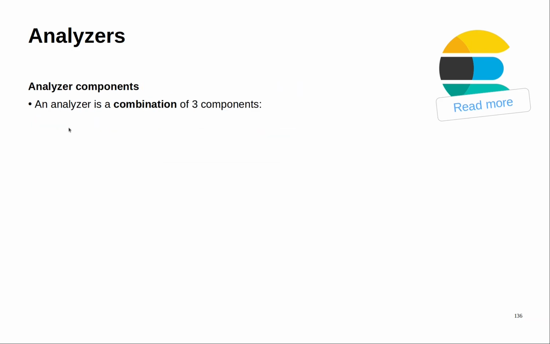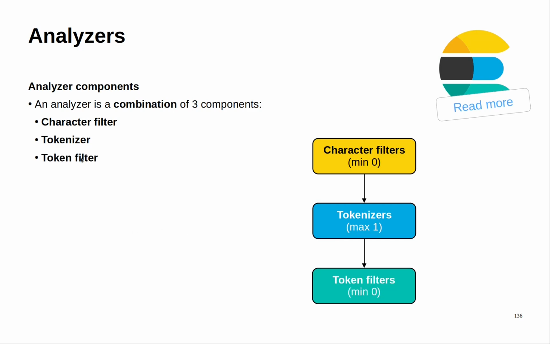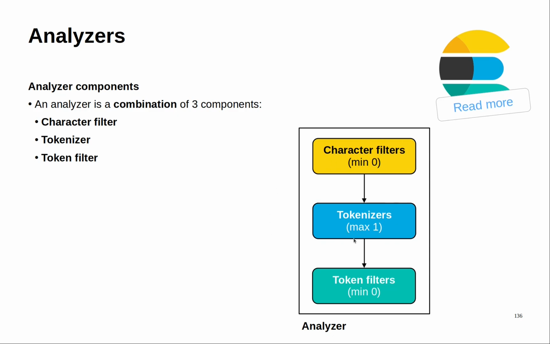An analyzer is a combination of three components. Character filter: this one is not required and you can specify more than one character filter if you wish. Tokenizer: this one is required and you should specify just one tokenizer. And finally, the token filter. This one, like the character filters, is not required and you can specify more than one token filter. By combining these three components, we form an analyzer.